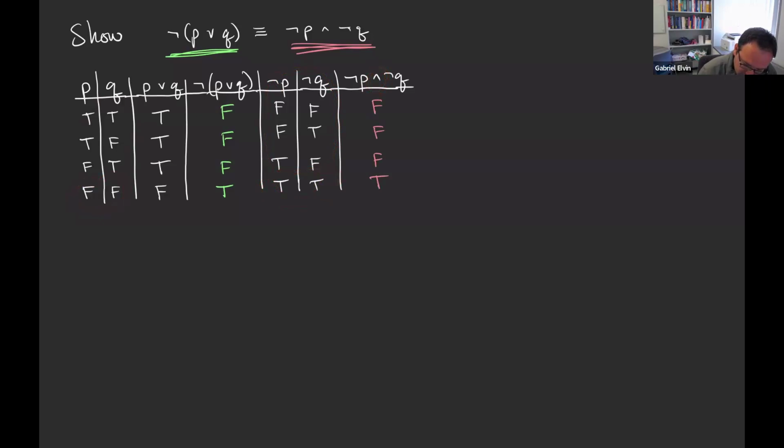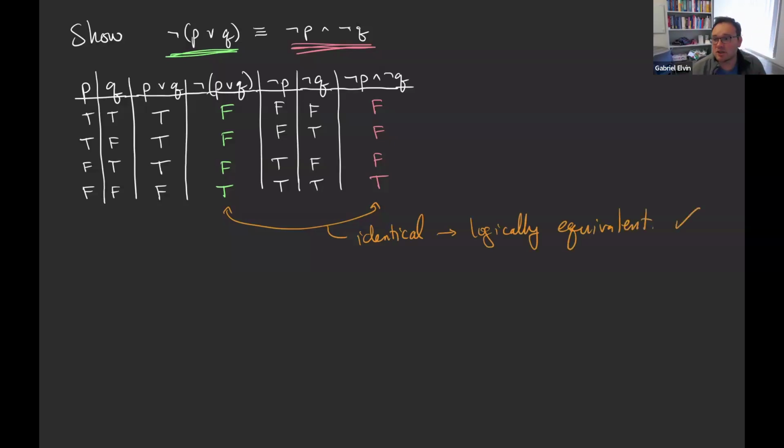And so since these are identical, that means that they're equivalent. So that's how we would show two things are logically equivalent. We just compare their truth tables.